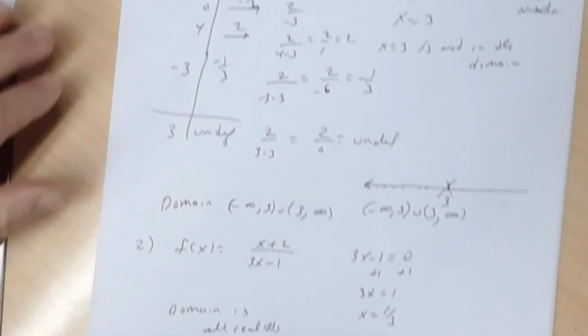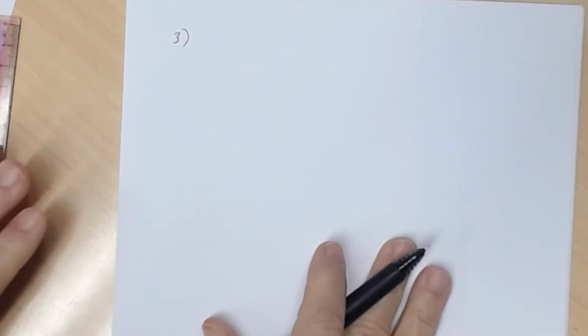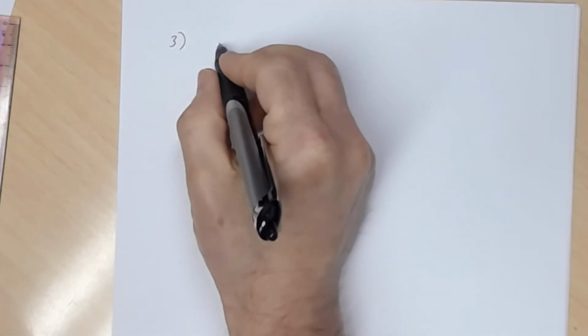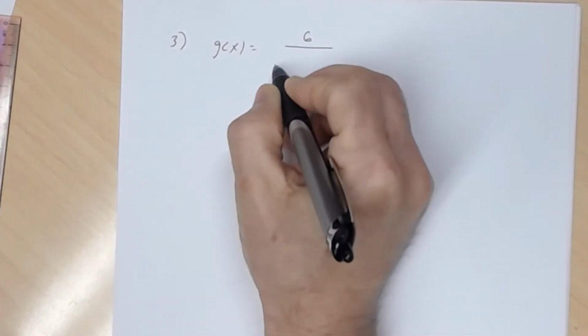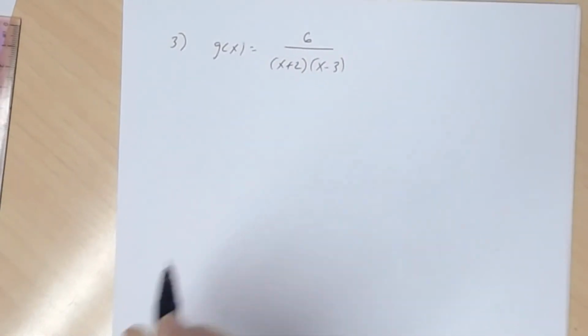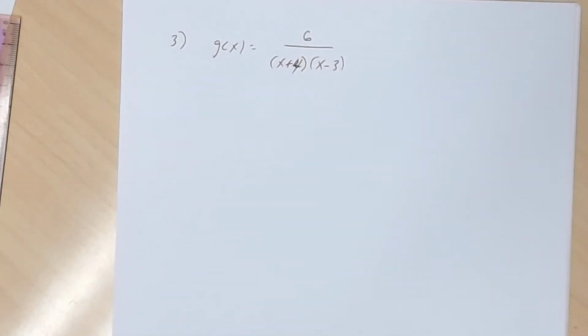All right, it's not that difficult. It's fairly easy to deal with. All right, let's look at number 3. Let's suppose you had g of x equals 6 divided by x plus 2 times x minus 3. Okay, let's make it x plus 4. x plus 4 times x minus 3.